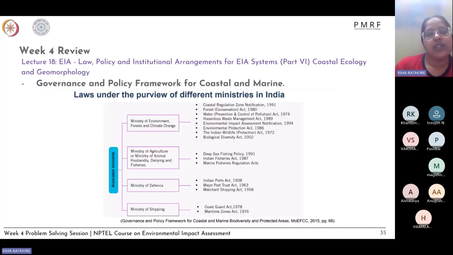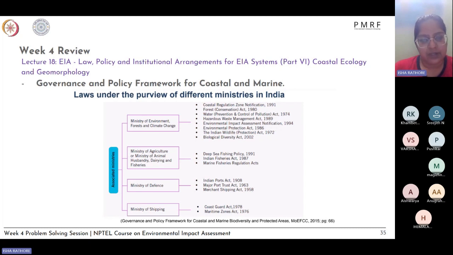Okay. So then we also looked at the rules and laws which these different ministries have relating to coastal and marine ecology and ecosystem. The ministry MoEFCC looks at the Coastal Regulation Zone Notification, Forest Conservation Act, Water Prevention and Control of Pollution Act, Hazardous Waste Management Act, Environmental Impact Assessment Notification, Environmental Protection Act, the Indian Wildlife Protection Act, and the Biological Diversity Act. The Ministry of Agriculture or the Ministry of Animal Husbandry, Dairying and Fisheries looks at the Deep Sea Fishing Policy, Indian Fisheries Act, and Marine Fisheries Regulation Act.